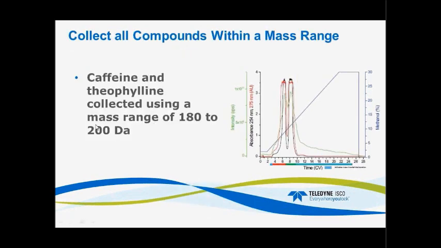On the other hand, if I do a mass range collection from 180 to 200 Dalton, you'll see that I have the two peaks here, and you can see the green lines in this particular case. You'll see that the first peak and the second peak are separated and both peaks are collected. And so between the UV and the mass spec, you're able to separate this into the two components, and we're collecting over a mass range.